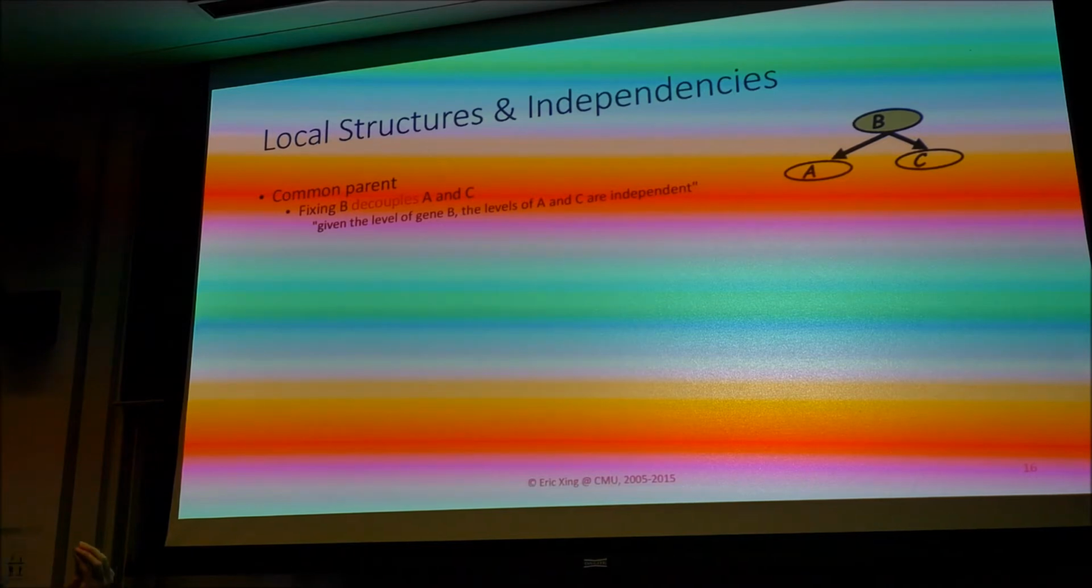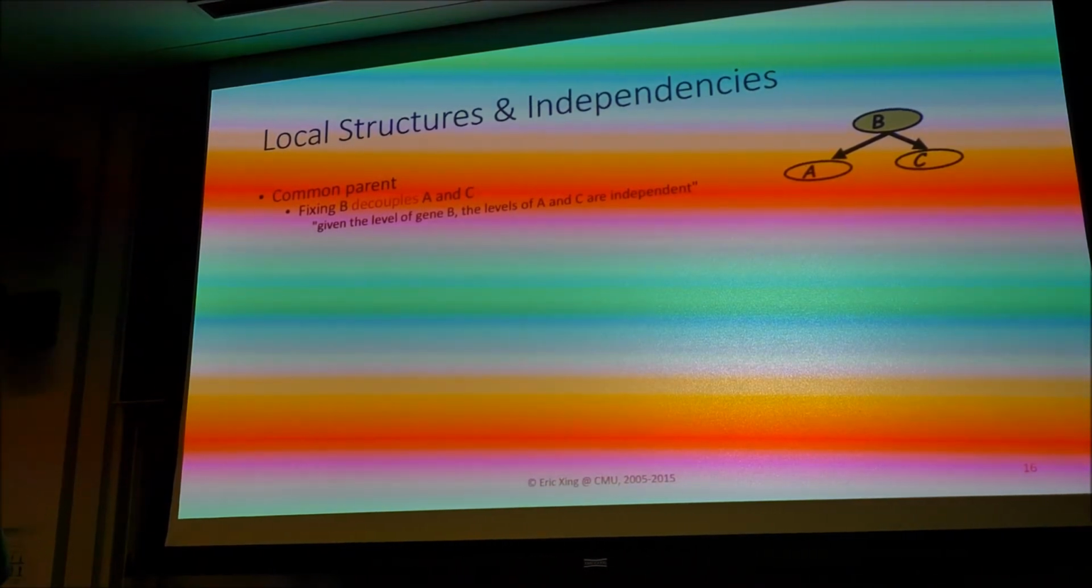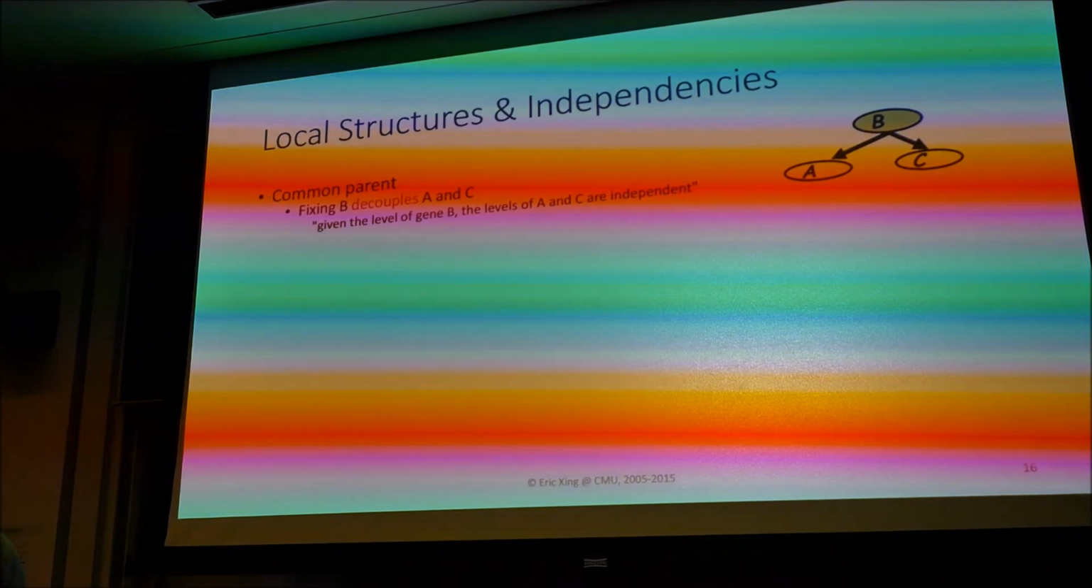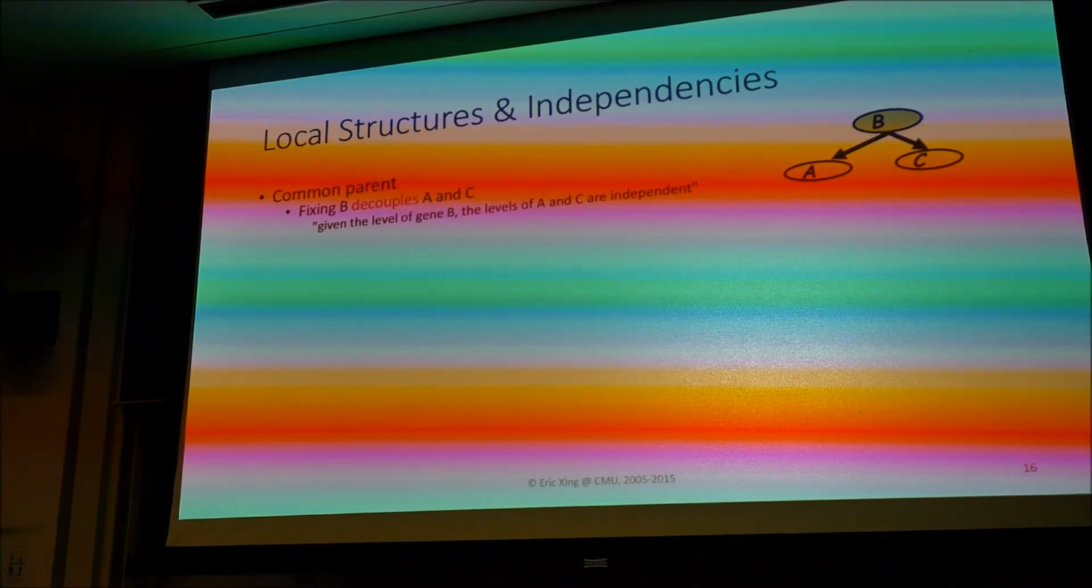The first motif is decoupling, where there is a common ancestor that produces two random variables. An example of that is a high-level phenomenon that results in change in variable A and variable C. That is called decoupling. So if you know B, the value of B, you know how A and C are influenced. So that is called decoupling.